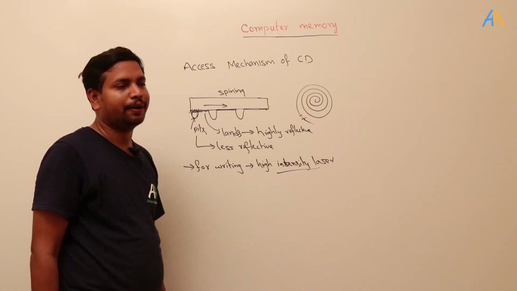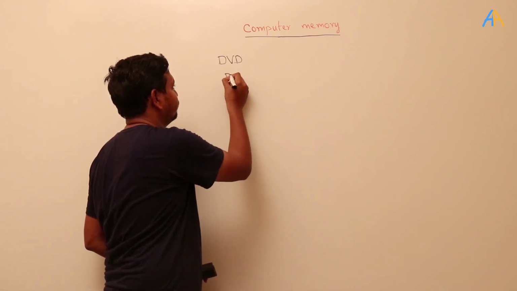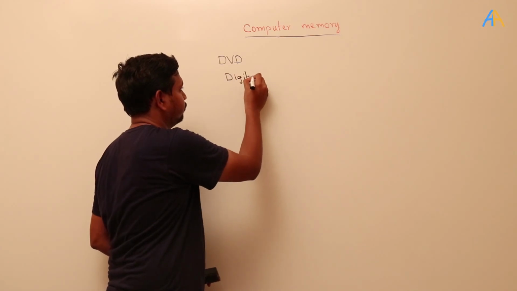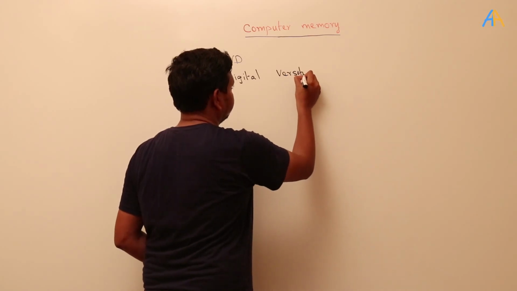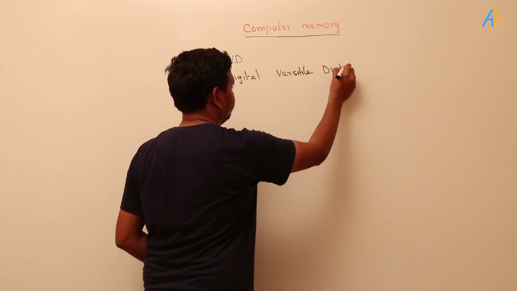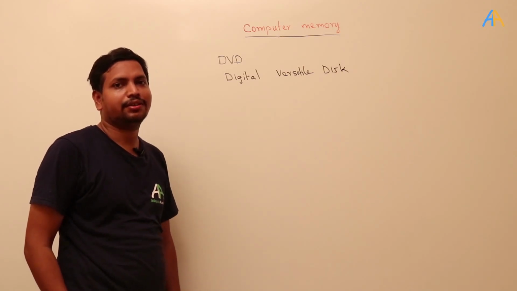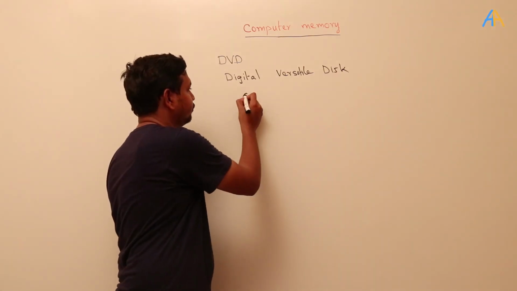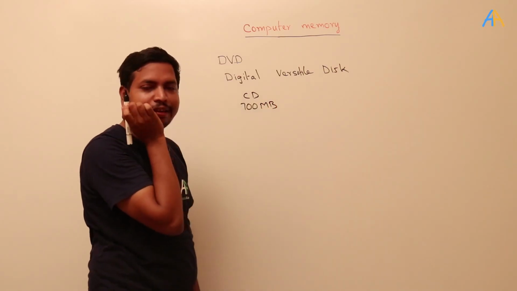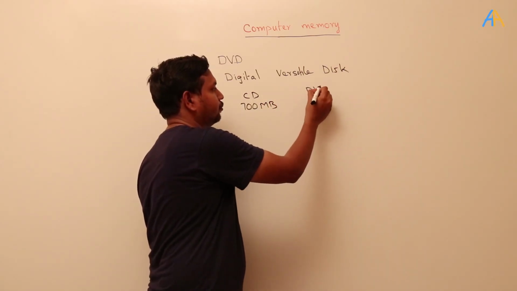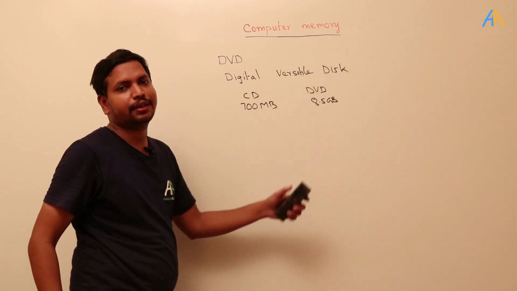Now the next step after CD is DVD. DVD is digital versatile disc. You know that DVD stores more data, because a CD can store data up to only 700 MB, whereas a DVD can store data up to 8.5 GB. So how is it possible to increase the data?